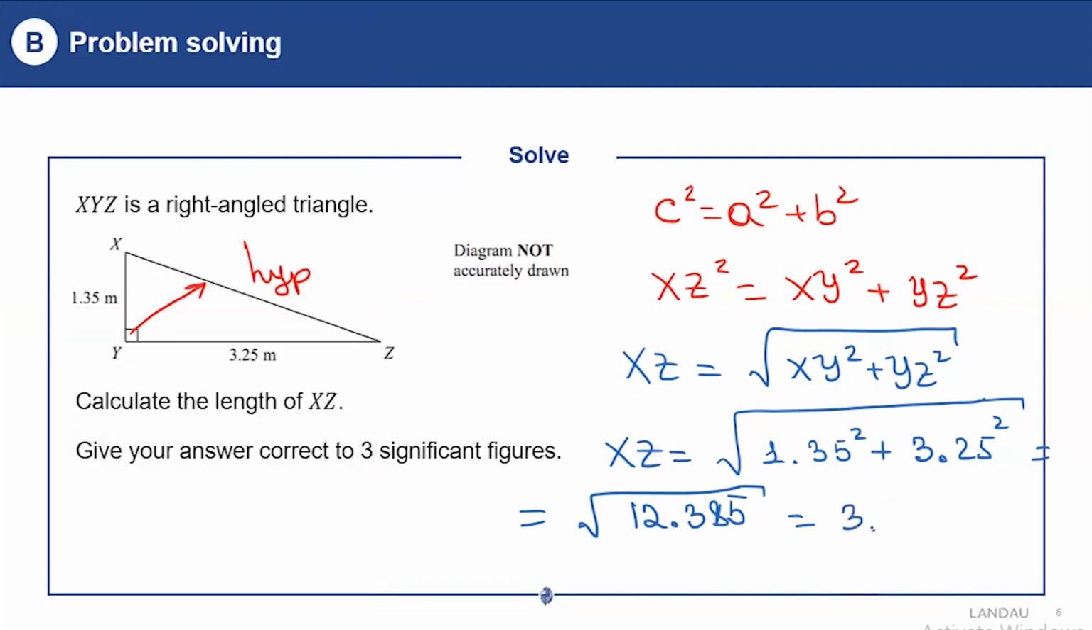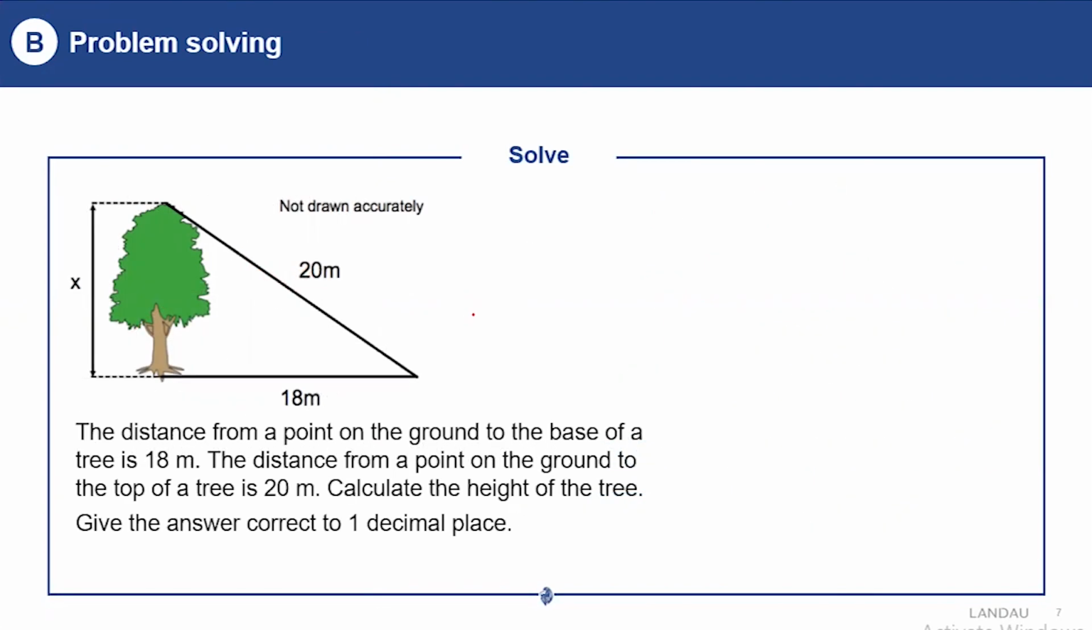Let's write 3.52. So we say that the hypotenuse of this right angle triangle will be 3.52 centimeters. In this question, we are required to calculate the height of the tree, which means we are looking for the height of this tree, this distance.